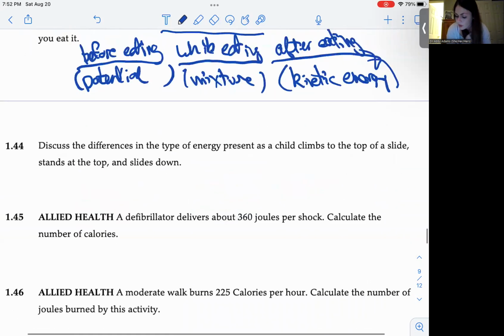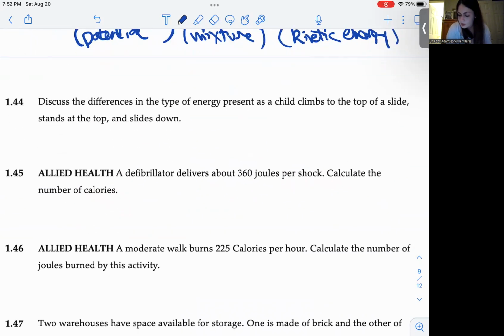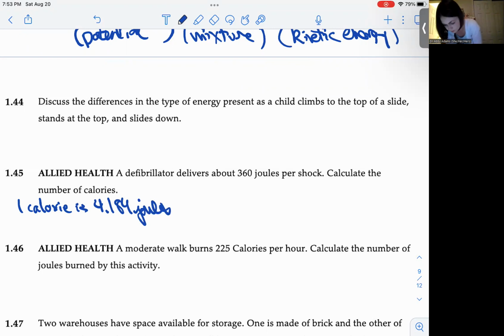So 1.45, allied health. I like these examples, y'all. A defibrillator delivers about 360 joules per shock. Calculate the number of calories. Okay, so you need to remember that 1 calorie, if you read your book, is 4.184 joules.